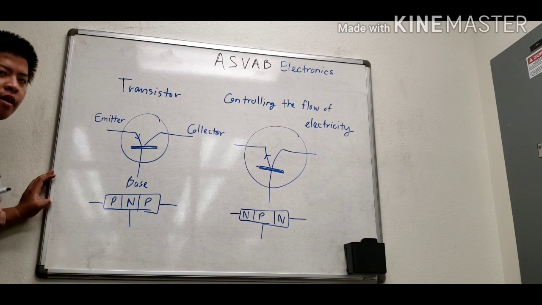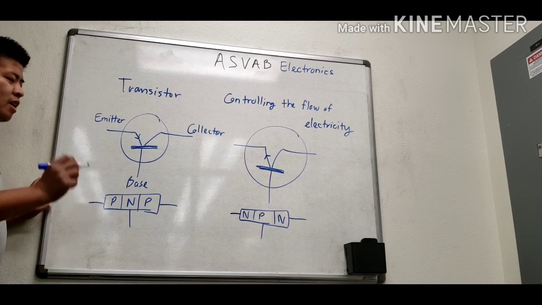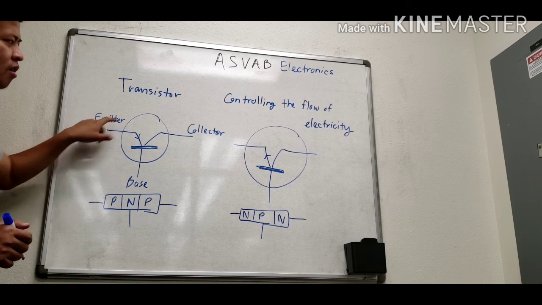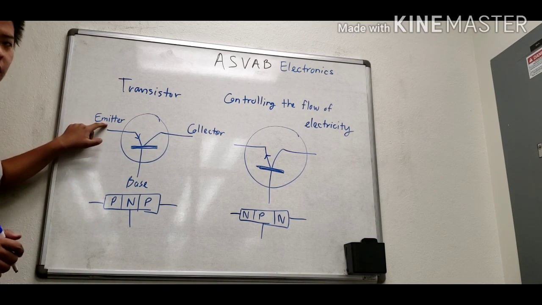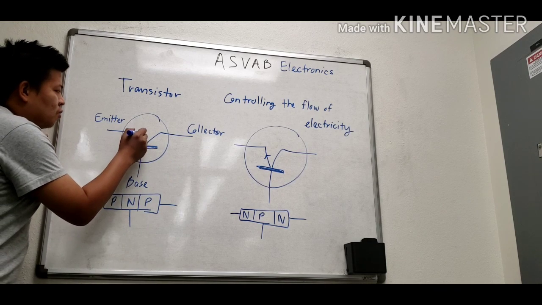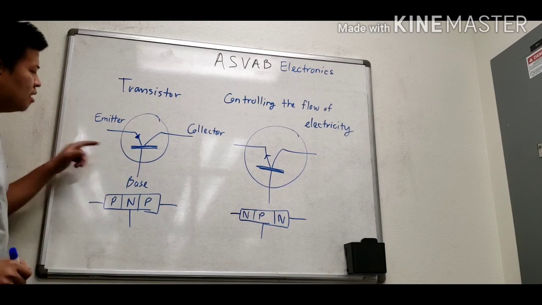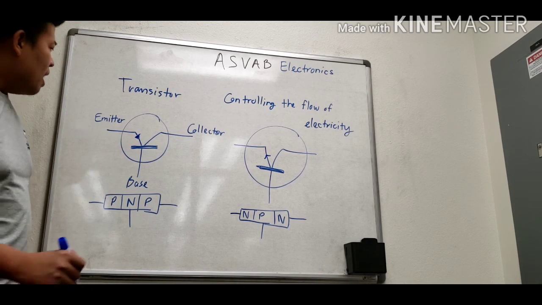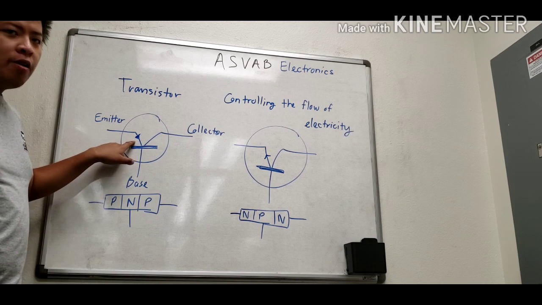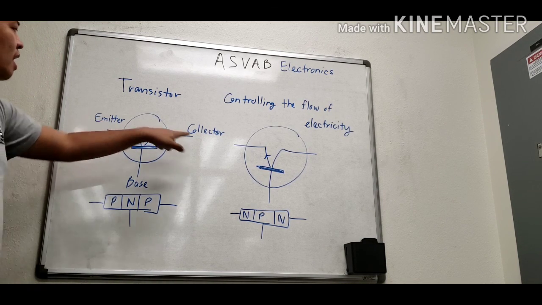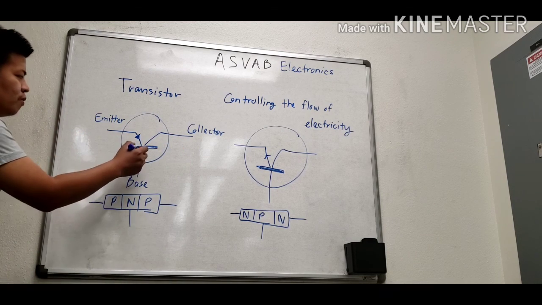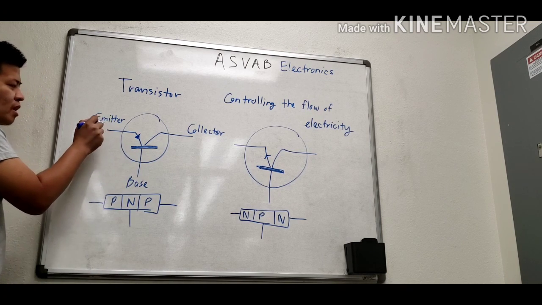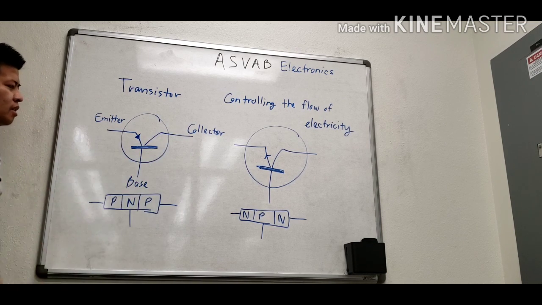The next one we need to remember is that because we have 3 terminals, we need to remember emitter, collector, and the base. The emitter should be next to the flow of the electron. It means that if you see the triangle in here, it should be the emitter, and the last one is the collector. The base should be near the long triangle. So you must know about emitter, collector, and the base.